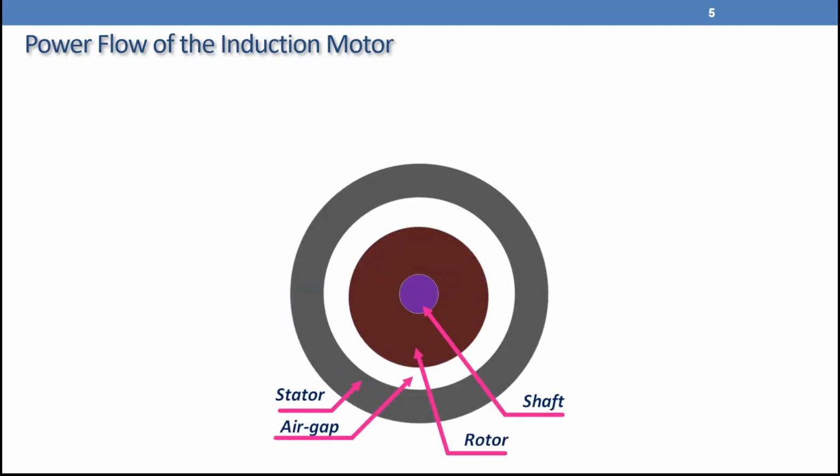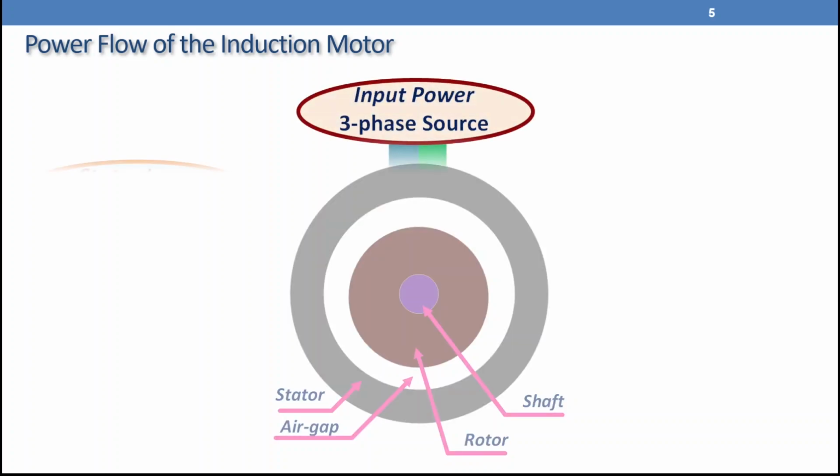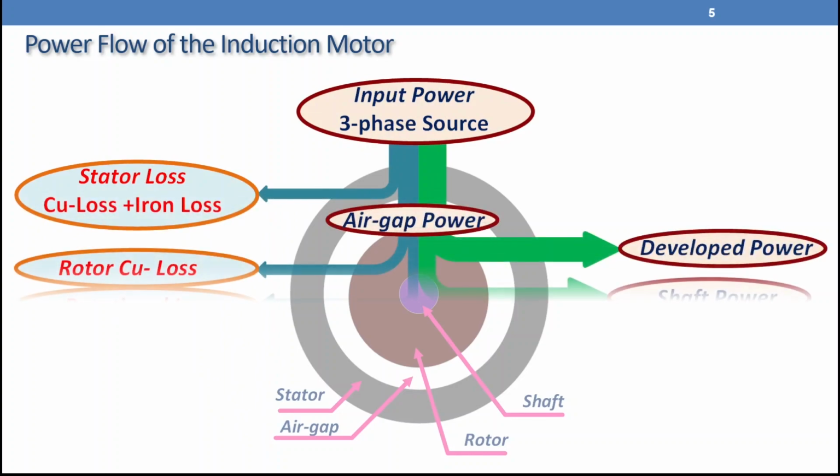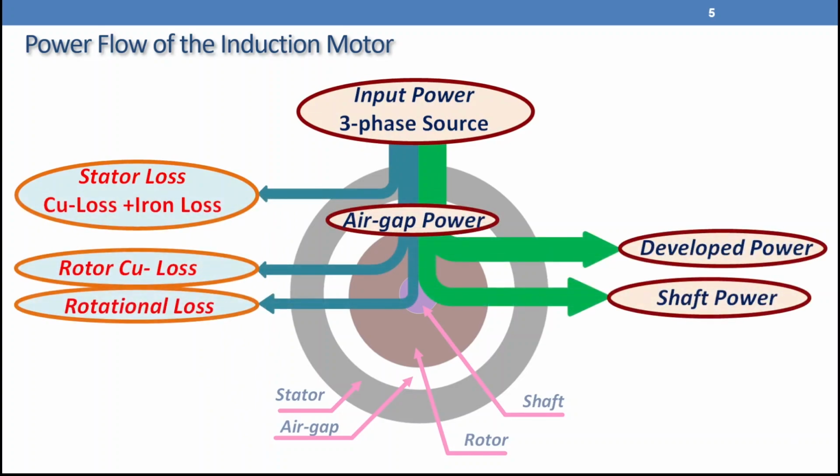We have here the stator, air gap, rotor, and the shaft. The power will be input from the stator side, and we have the power output at the shaft. So let's look at how the power flows from the input to the output. We have input power, three-phase power. And we have the stator loss, because we have stator resistance, and we have core loss or iron loss. This core loss or iron loss can be combined with the shaft loss, the mechanical loss. Sometimes we can put it here, sometimes we can put it there.